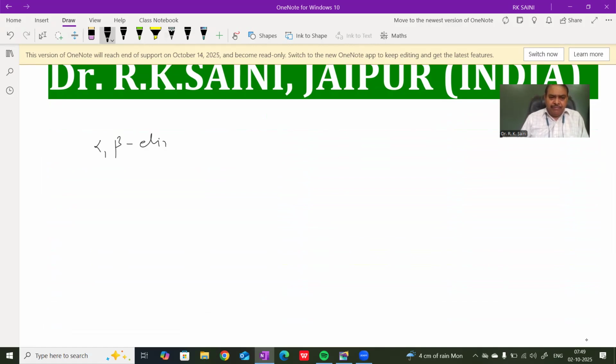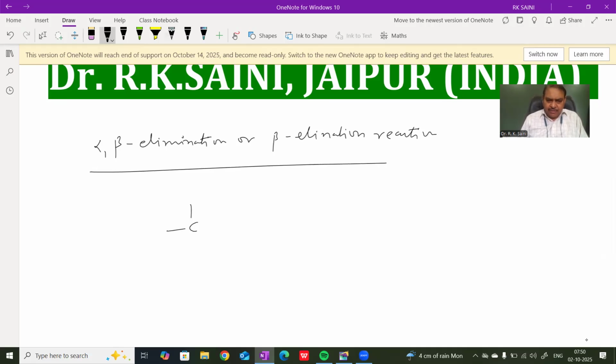Alpha beta elimination, or only beta elimination reactions. In such type of reactions, the leaving group and deprotonation take place from the adjacent carbon atom, and hence they are known as beta or 1-2 elimination or alpha beta elimination also.